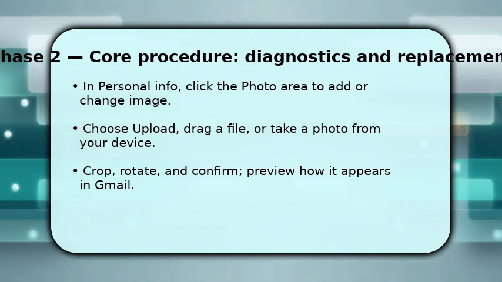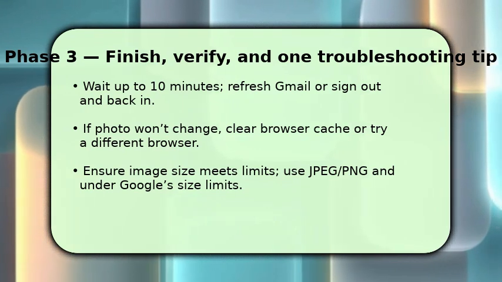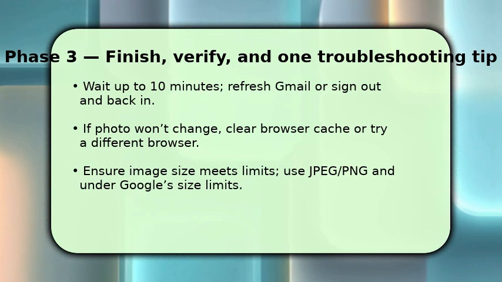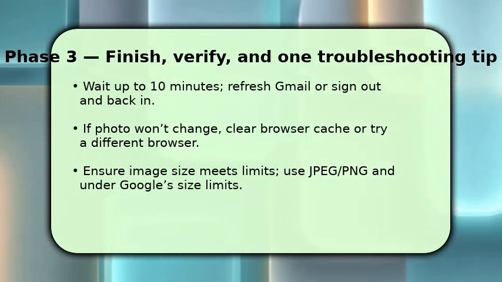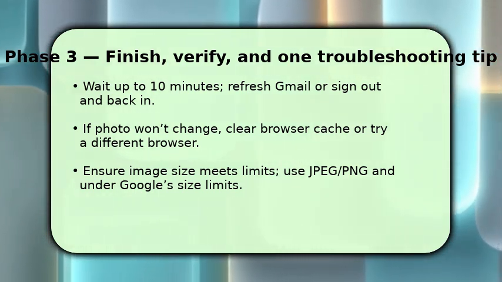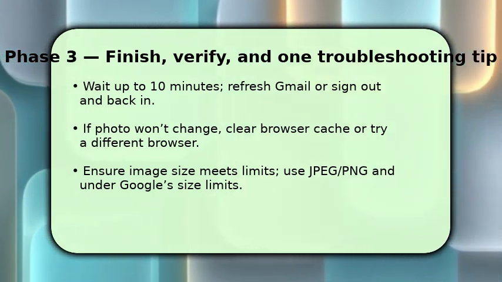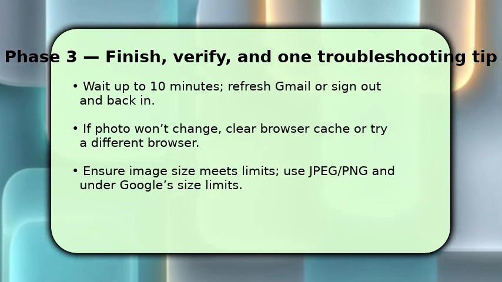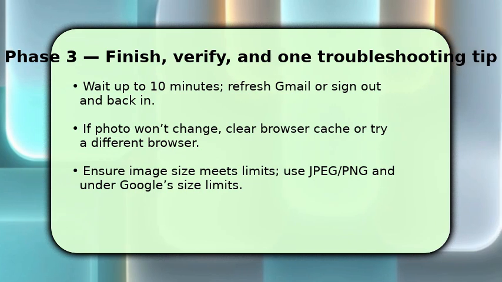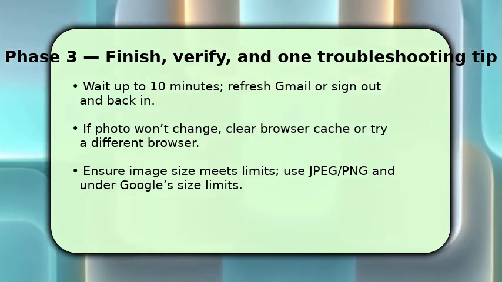You're almost done. After setting the photo, refresh Gmail or sign out and back in so the new image appears. If it doesn't update, clear your browser cache and cookies, or try another browser or the Gmail mobile app. Sometimes propagation stalls locally. Also check file type and size. Use a JPEG or PNG and keep dimensions reasonable. If problems persist, confirm you changed the correct Google account. That single troubleshooting tip, clear cache and re-login, fixes most display issues quickly.